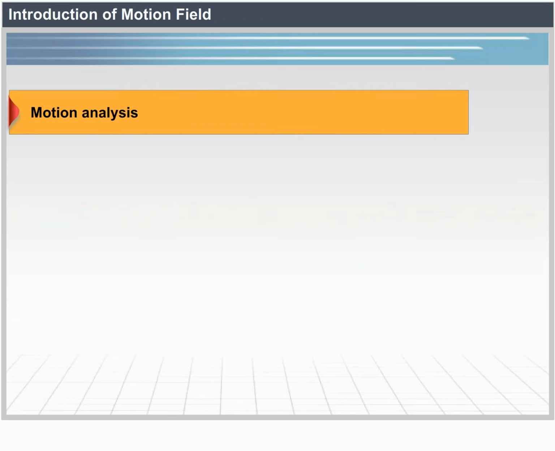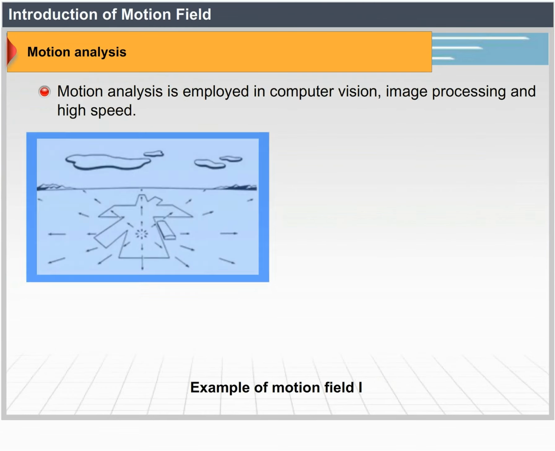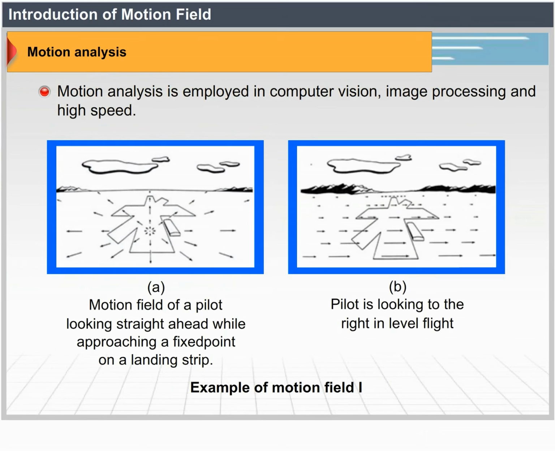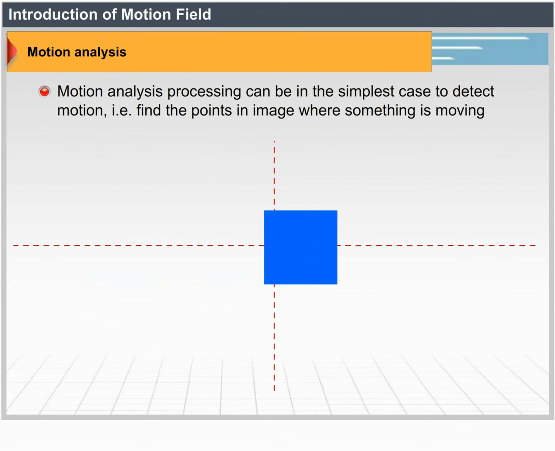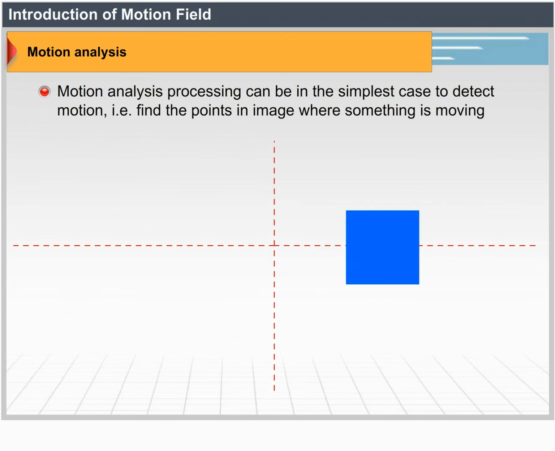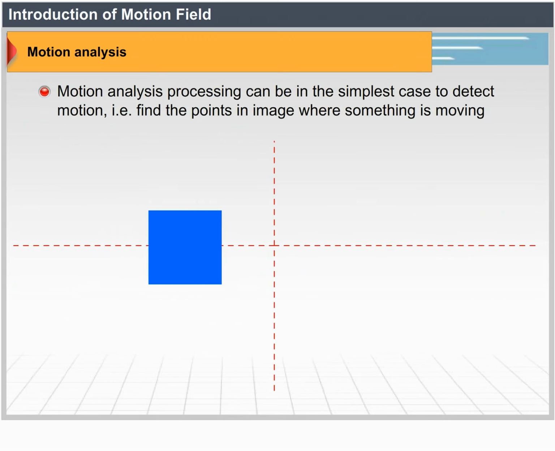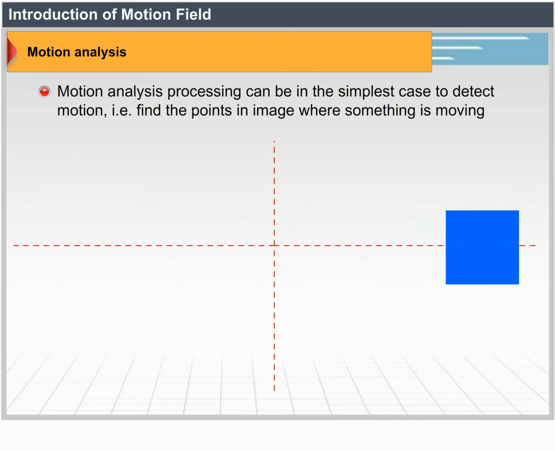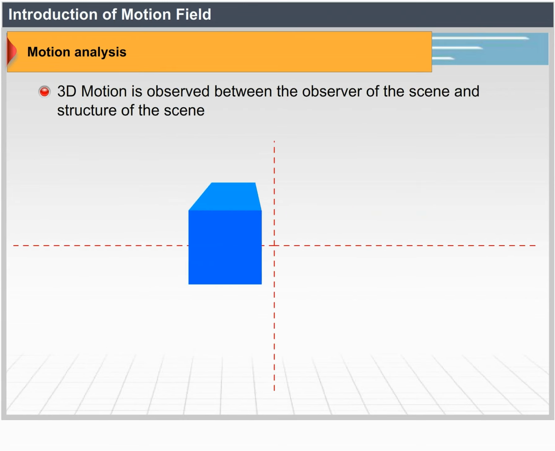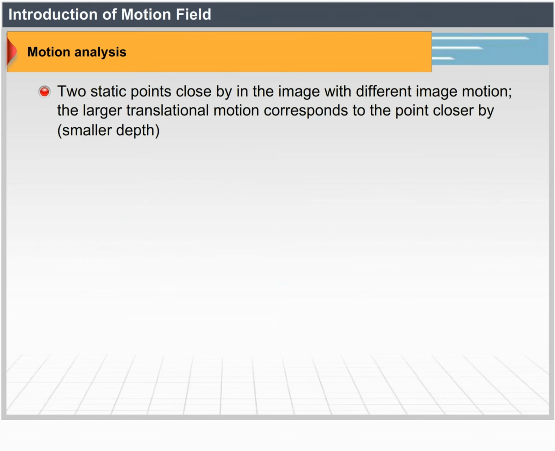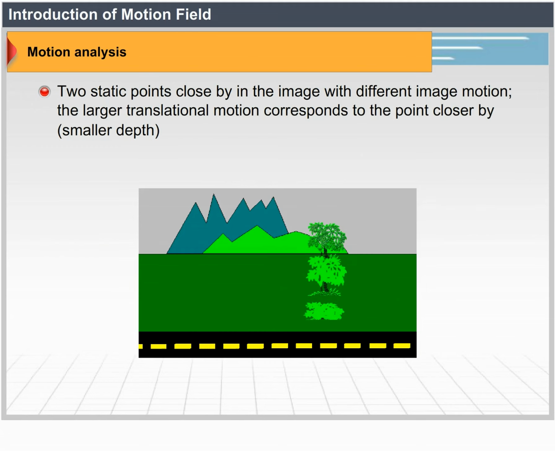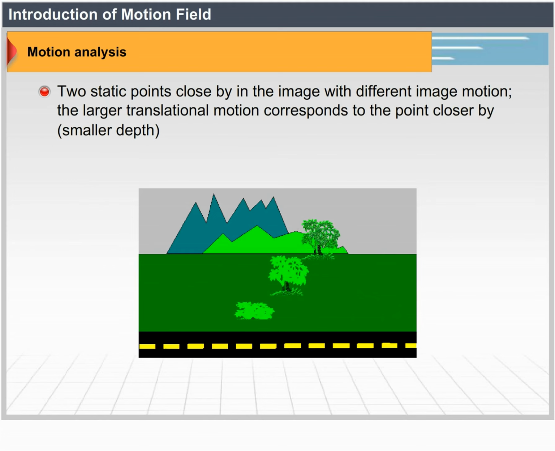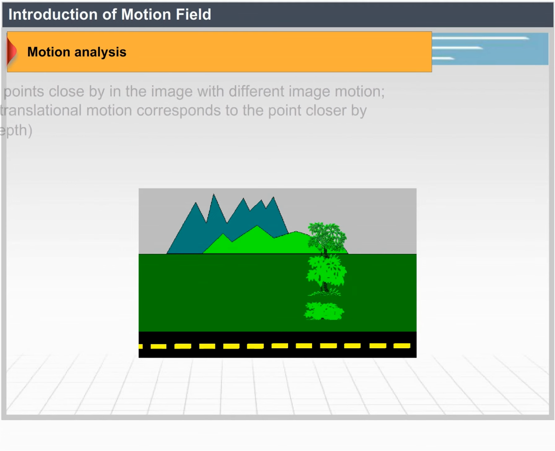Motion analysis. Motion analysis is used in computer vision, image processing, and high-speed processing. Motion analysis processing can be, in the simplest case, to detect motion, that is, find the points in an image where something is moving. 3D motion between observer of the scene and the structure of the scene. Two static points close by in the image with different image motion: the larger translational motion corresponds to the point closer by, smaller depth.